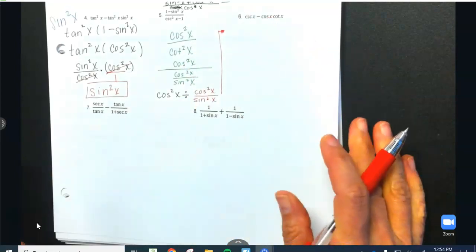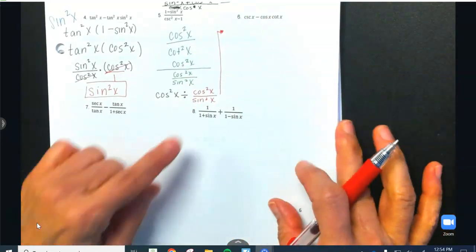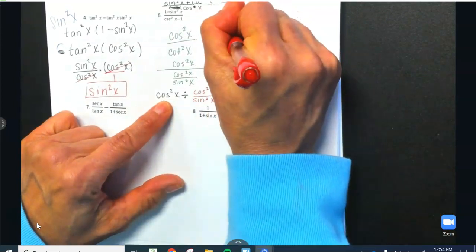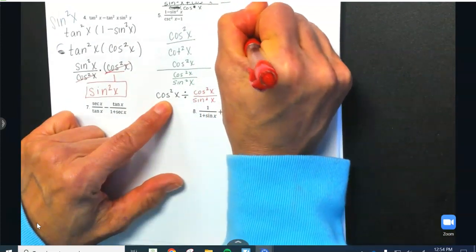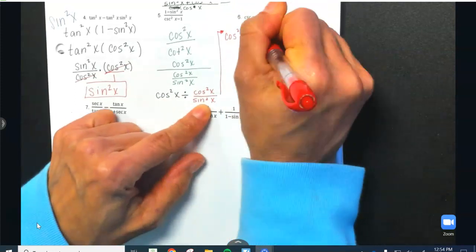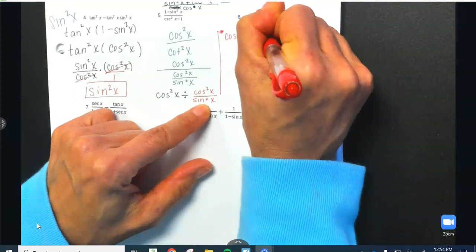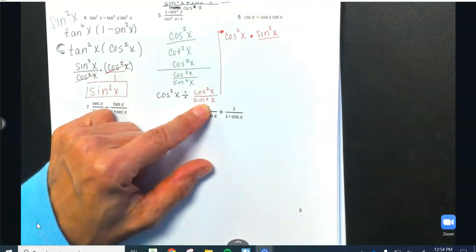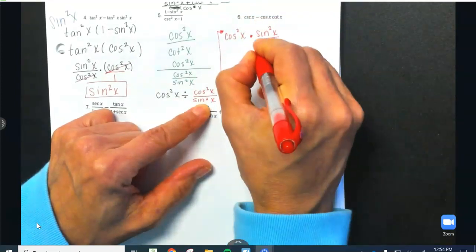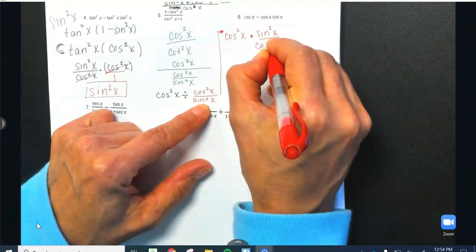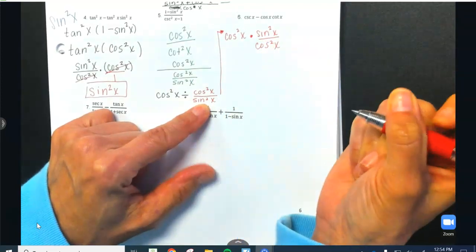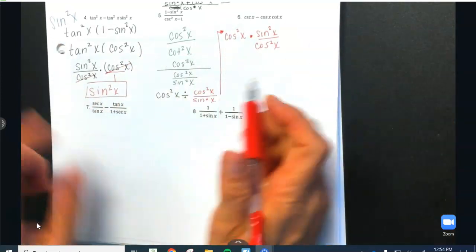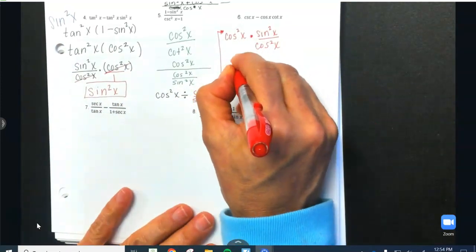I seriously don't see how y'all fit this on the packet. I really don't. I'm going to have to work this over here. Keep, change, flip. And look at that. Again, what cancels out? What cancels out here? Yeah. So remember, numbers 4 and 5 had the same answer.